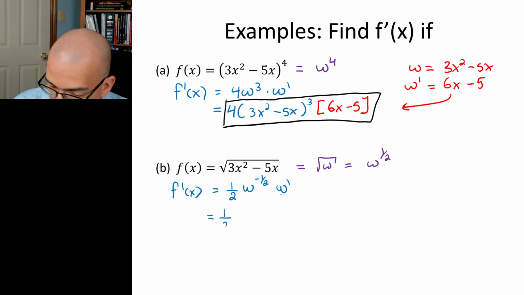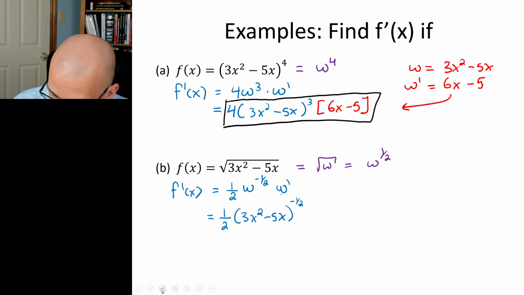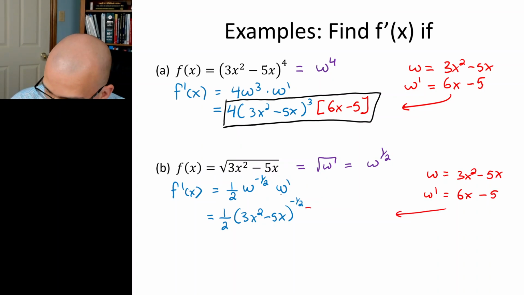So 1/2, I'm going to replace the w by 3x squared minus 5x, power negative 1/2. And then we're going to have to find w prime. W is 3x squared minus 5x. W prime is 6x minus 5. So that'll go here. And that'll be your answer.